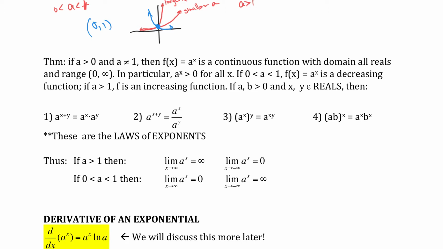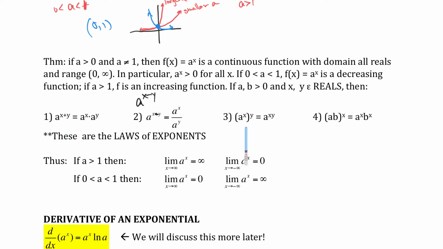If a, b are greater than 0 and x, y are reals, then we have these situations. So these are the laws of exponents that you guys have already been taught. If you have the bases that are the same and you're multiplying, then you can add the powers. If you have the power here, this should say a minus, that's a typo. That should be minus y. So this is a to the x minus y. Then we're dividing it. It goes similar to this, where if we're multiplying like that.